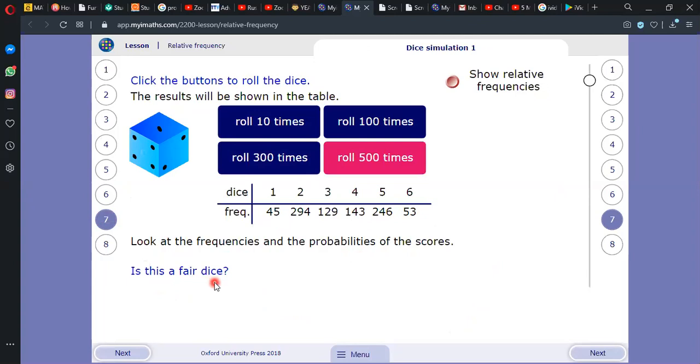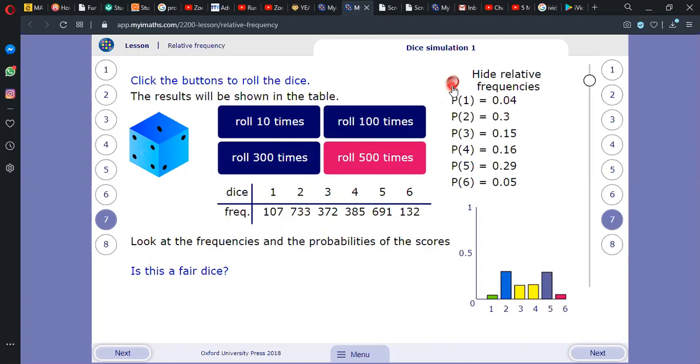Is this a fair dice? Of course, with what I'm looking at here, this one is not fair. After 500, 45 is still not close to the others. 53, 2 is too far. This is not a fair dice. Let's roll 300, the same thing here. Let's roll 100, the same thing here. In fact, with a low number of turns, you can't even estimate. But with 500 times, we can see that it is not a fair dice.